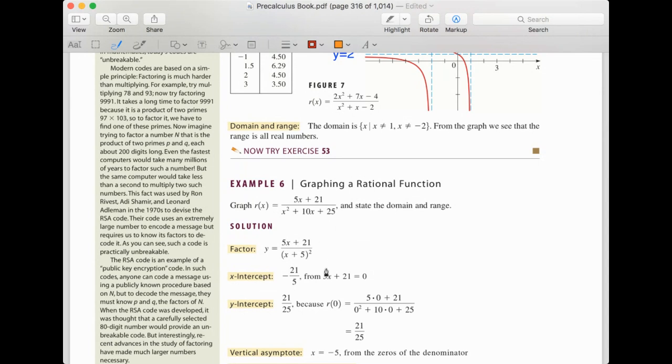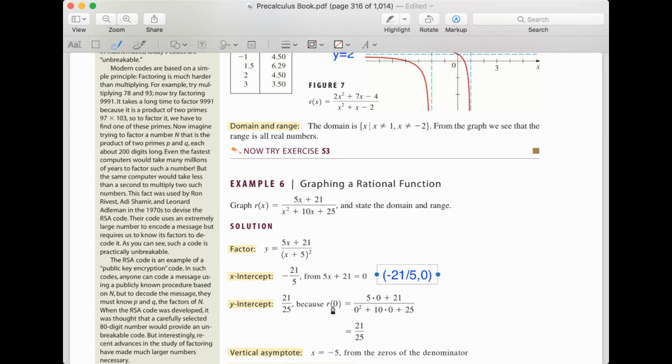That means the numerator is 0, so 5x plus 21 equals 0. We solve and get x equals negative 21 divided by 5. So we only have one x-intercept: negative 21 over 5, comma 0. Only one x-intercept, or only one root.